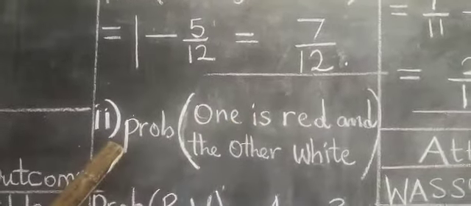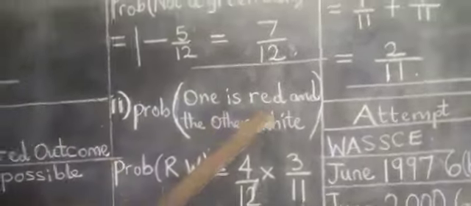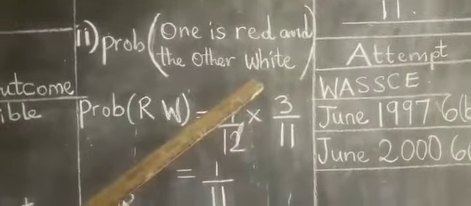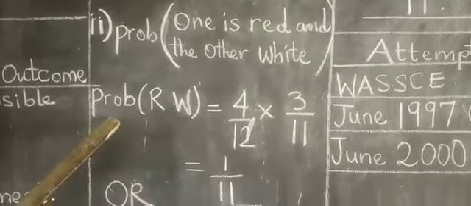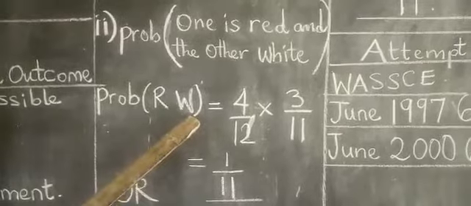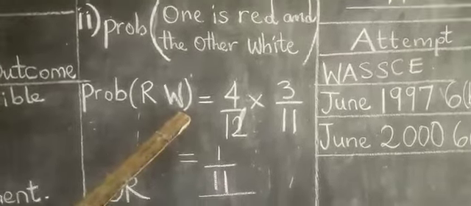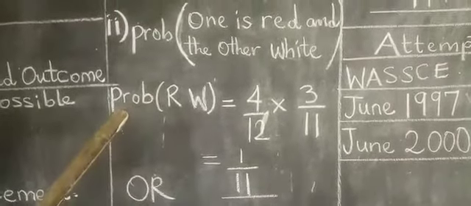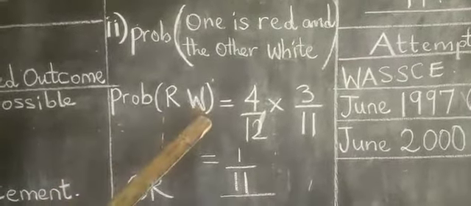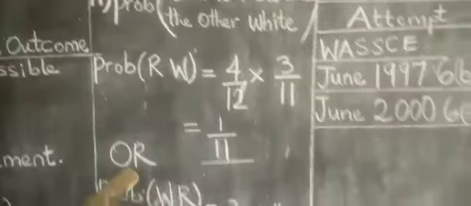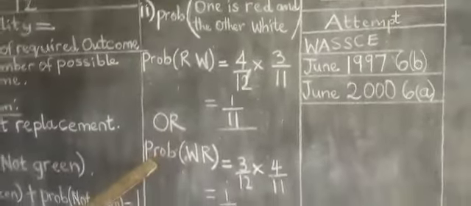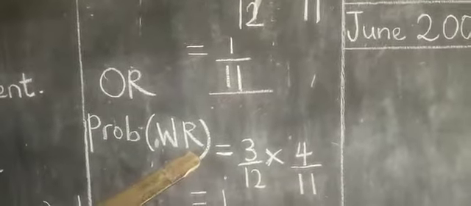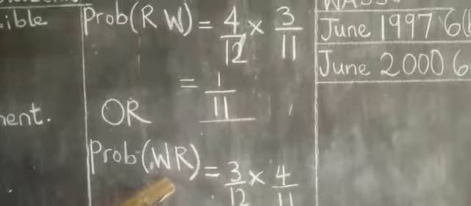Now, Roman 2. Probability 1 is red and the other is white. That is when two balls are selected. Since one is red and the other is white, and it's not stated that it is in that order, there is a possibility we have red before white, or another possibility, white before red. Take note of the fact that we have without replacement.